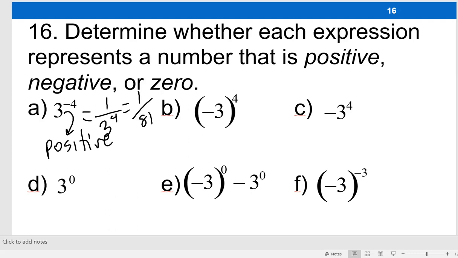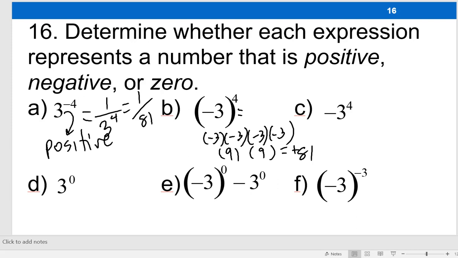Negative 3 to the 4th, well, this negative 3 in the front is negative. But if I write that out, it means negative 3 4 times. These two multiply to make 9. These two multiply to make 9. Positive 9 times positive 9 is positive 81. 4 negatives make that result positive.